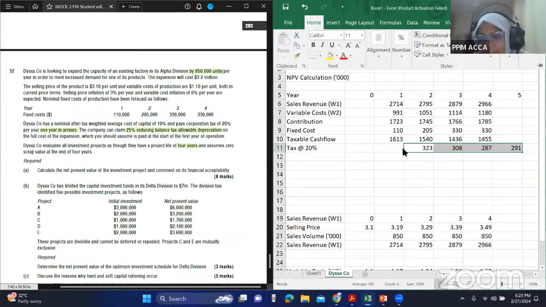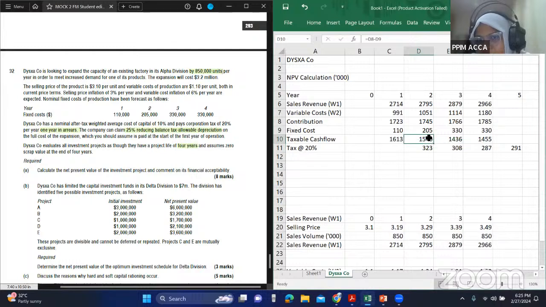Okay, so basically 20% of 1613 is 323. Then 20% of 1540 is 308. And then 20% of 1436 is 287. And 20% of 1455 is 291. All right. So that is the taxation.